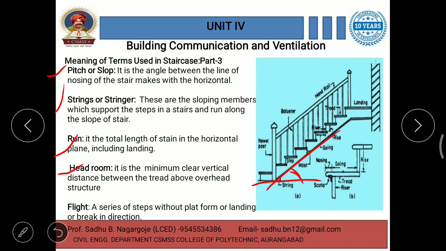Then headroom. It is the minimum clear vertical distance between the tread and the overhead structure, that is called headroom. And flight: a series of steps without platform or landing or break in direction, that is called a flight. A series of steps without landing or without any break is called a single flight.